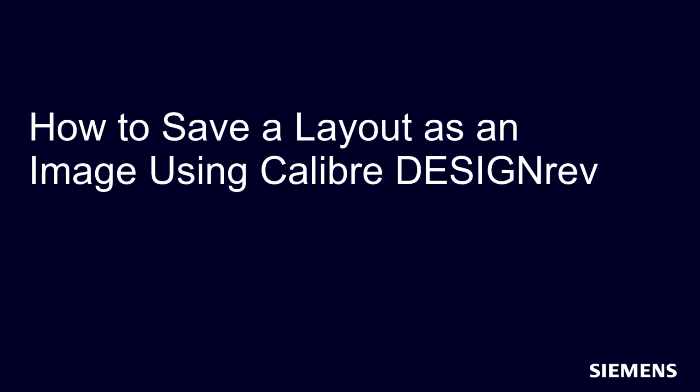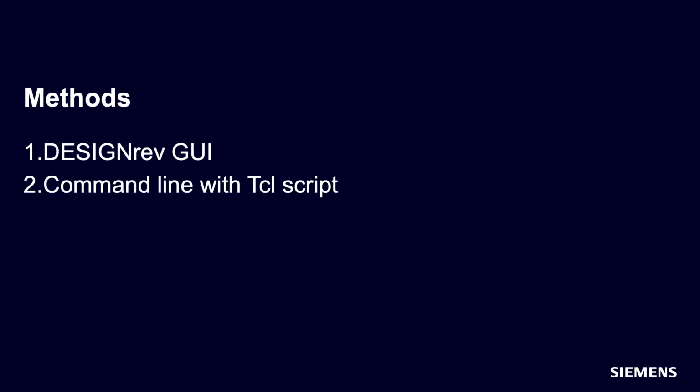In this video, I will demonstrate how to use Calibre DESIGNrev to save out a layout as an image. Having a layout saved as an image can help designers quickly visualize their designs without needing to load the layout into their design tool, which can take a long time. There are two methods of doing so. One, from the DESIGNrev GUI with your layout already loaded in, and two, from the command line with a Tcl script.